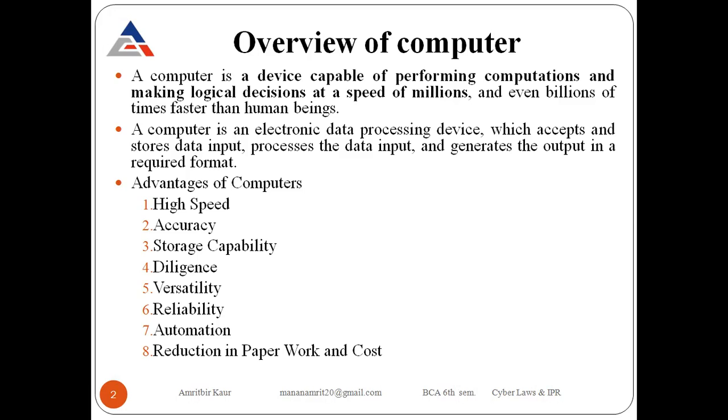So firstly, we have to write just a definition of computer. You can write as per your choice, but the definition must be correct. A computer is an electronic data processing device which accepts and stores data input, processes the data input, and generates the output in a required format. As we know, a computer takes input from us, processes it and stores, and then generates output to us.